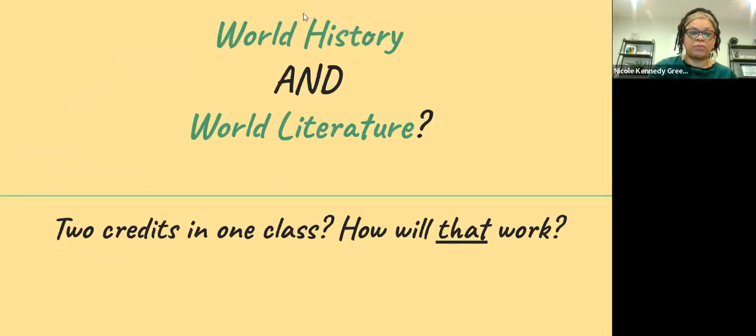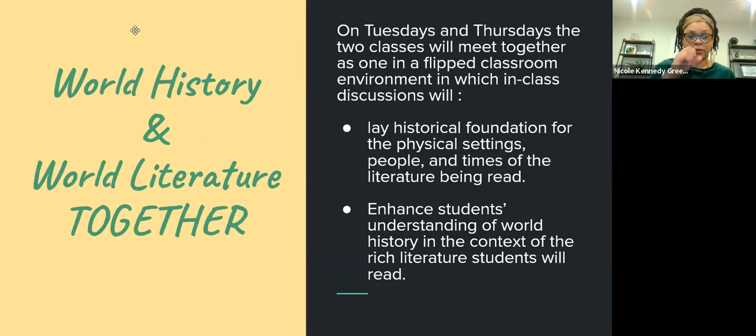Okay, so the first question I know everybody has in their minds is world history and world literature, 2 credits in 1 class. How on earth will that work? Let's talk about it. So world history and world literature together, how will they work together?